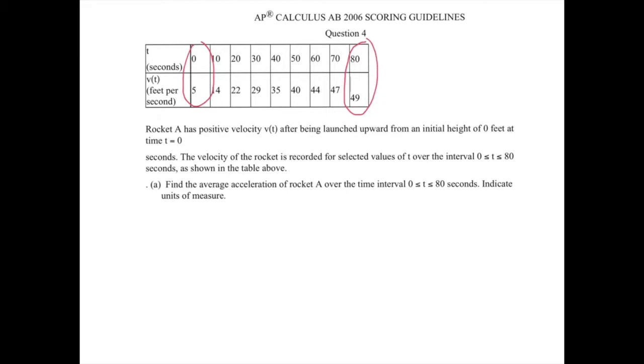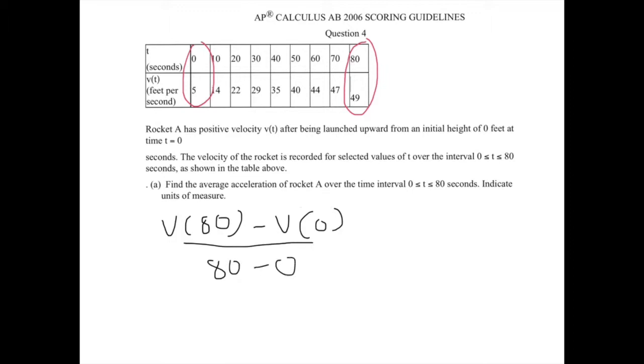So we have V of 80 minus V of 0 over 80 minus 0. This will give us 49 minus 5 over 80, which will give us 11 over 20.